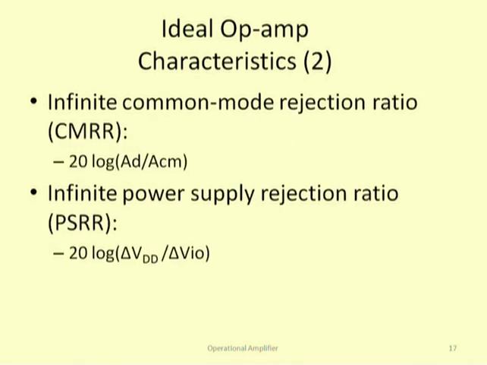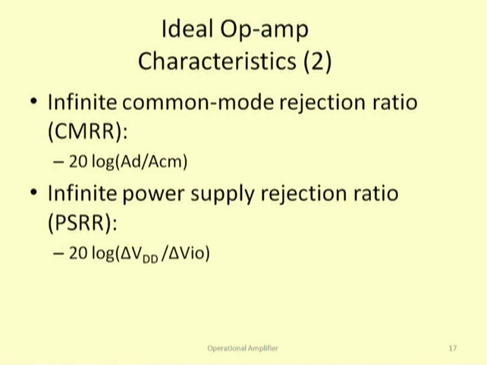Okay, now two more parameters we will be discussing. One is the common mode rejection ratio. I'll explain what the meaning of common mode rejection ratio is. From an op-amp we expect that the common mode rejection ratio should be infinite. Now let us understand what the common mode rejection ratio means and what it indicates.